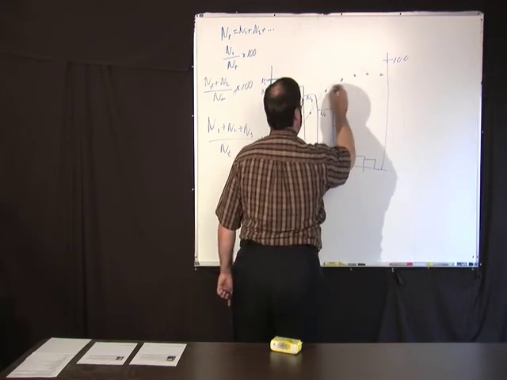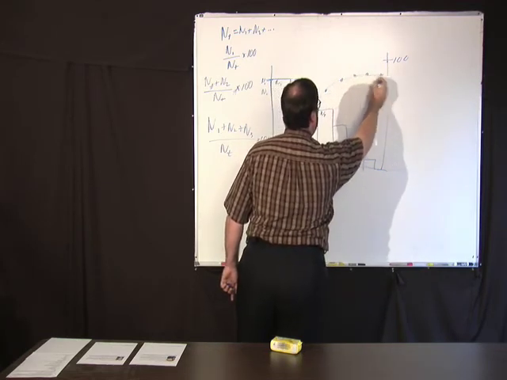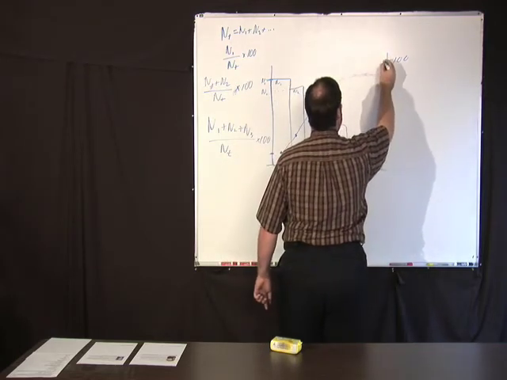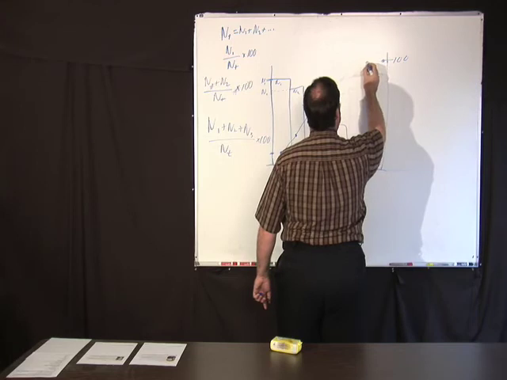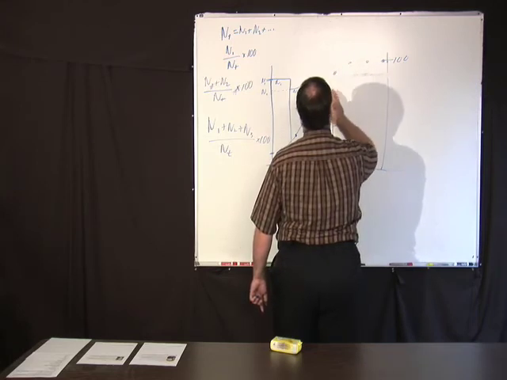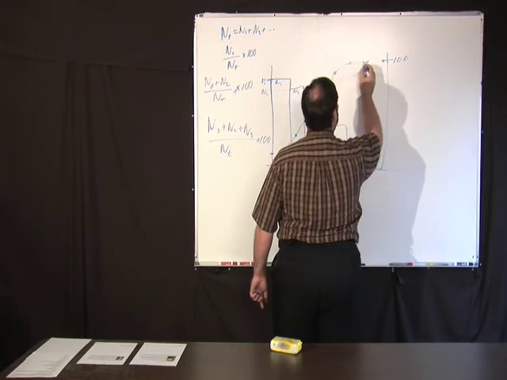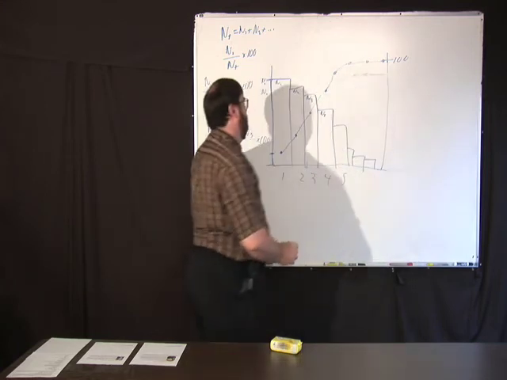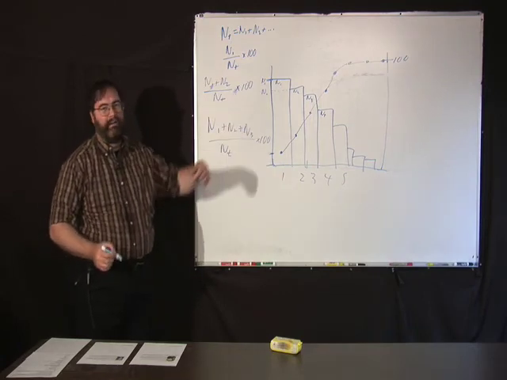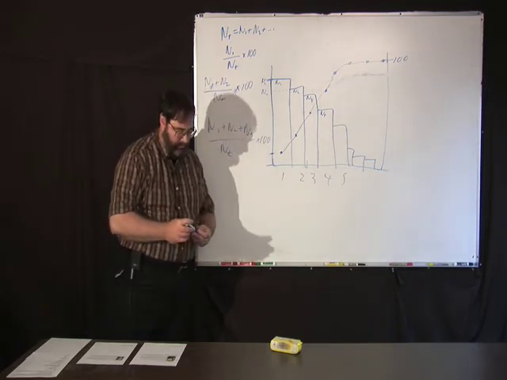So, I made a mistake here. Obviously it ends at 100%. So then you connect the dots. And that is your basic Pareto chart. Of course, that's probably not how that looks for this data, but you get the idea.